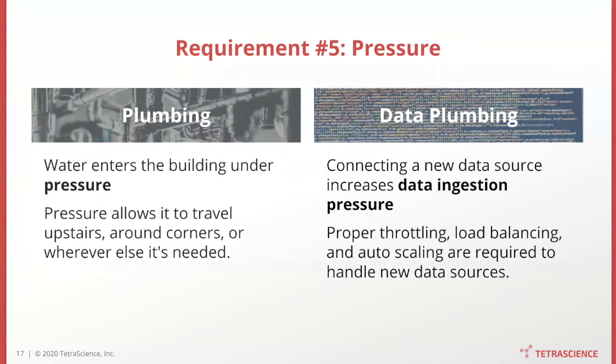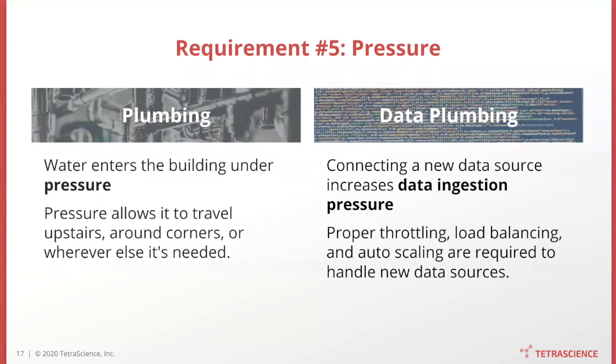It's the same with data plumbing. If you connect a new data source, if you ingest data from the last 2 years of experiments, if you have a new CRO, if you started to run a new type of experiments, if you started to have your robotic system running the plates, it will introduce a similar pressure called data ingestion pressure, right? Suddenly the amount of data builds up. So you want to have proper throttling, load balancing, and auto scaling to handle the new data sources.